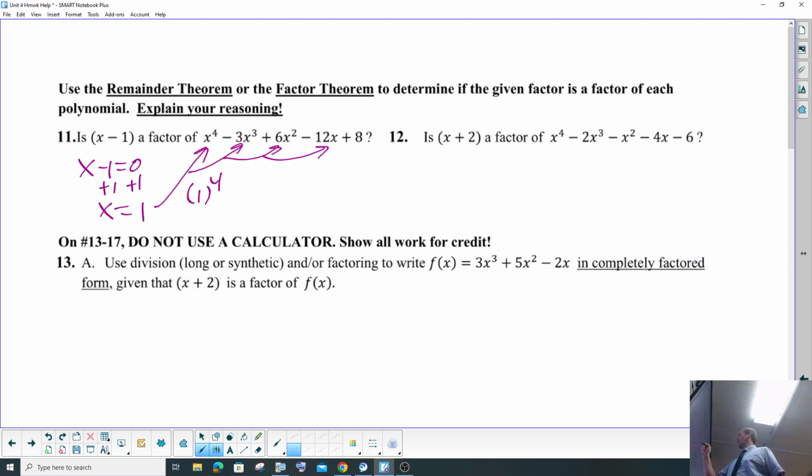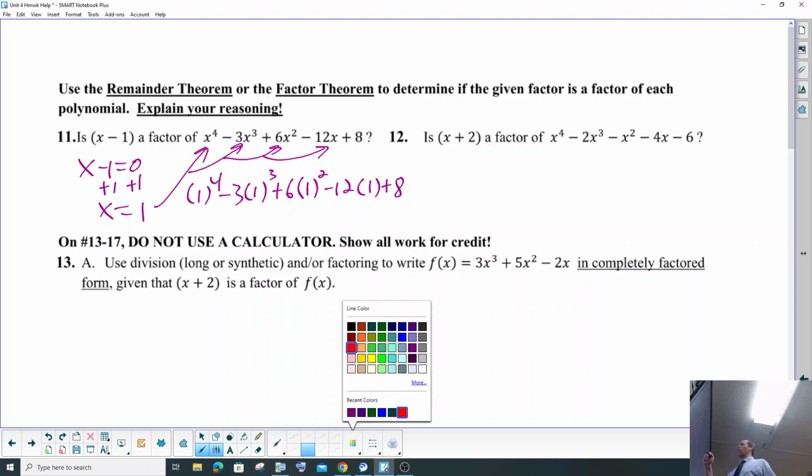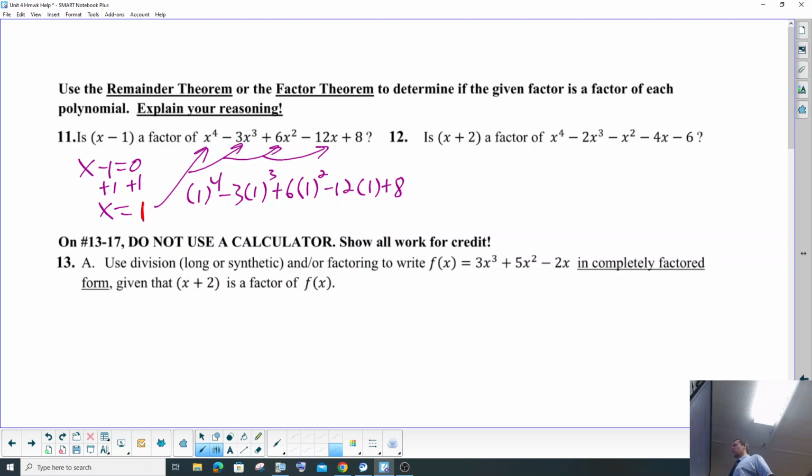So 1 to the 4th power minus 3 times 1 to the 3rd power plus 6 times 1 squared minus 12 times 1 plus 8. Let's turn all those 1s into a different color to show that we plugged in x equals 1 everywhere we saw an x. 1 times 1 times 1 times 1 is just 1. 1 times 1 times 1 is 1, times negative 3 is negative 3. 1 squared is 1, plus 6. Negative 12 times 1 is minus 12, and then plus 8.